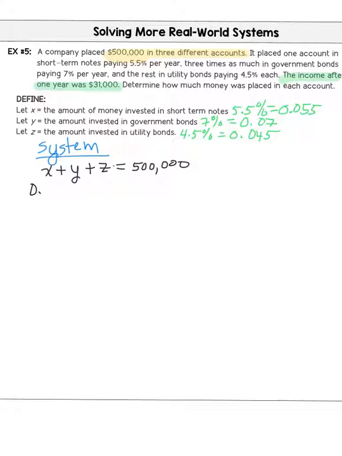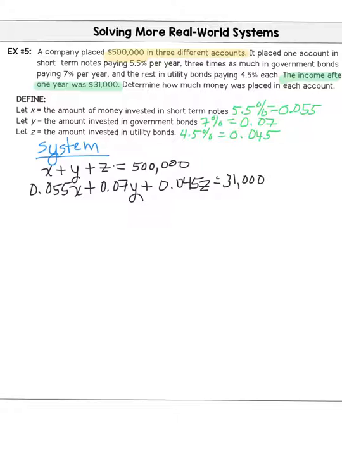So we would have, for the short-term notes, 0.055 times X, and you're going to add to that the rate for the government bonds, 0.07 times the amount you have in the government bonds. You're going to add to that 0.045 times the amount you have in the utility bonds, and that should give you a total income of $31,000. Now we only have two equations and three unknowns. We need a third equation.